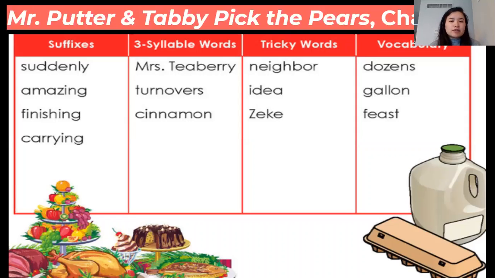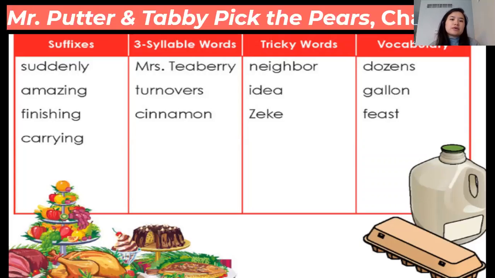So let's say the suffixes now. Suddenly, you say it. Good job. Amazing, you say it. Good job. Finishing, you say it. Good job. Carrying, you say it. Good job.